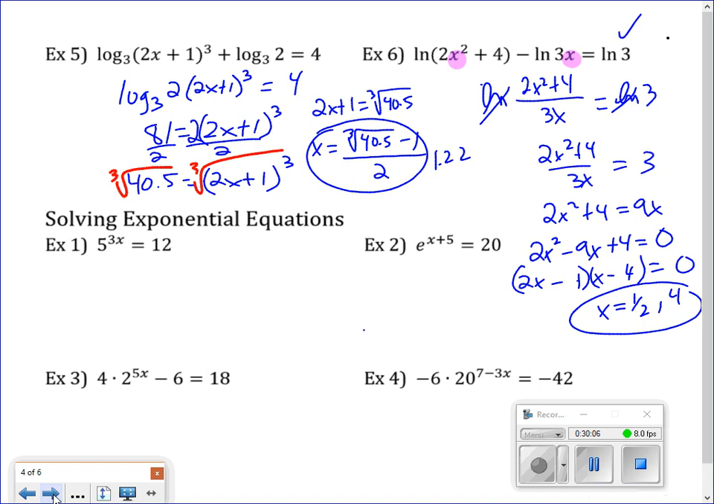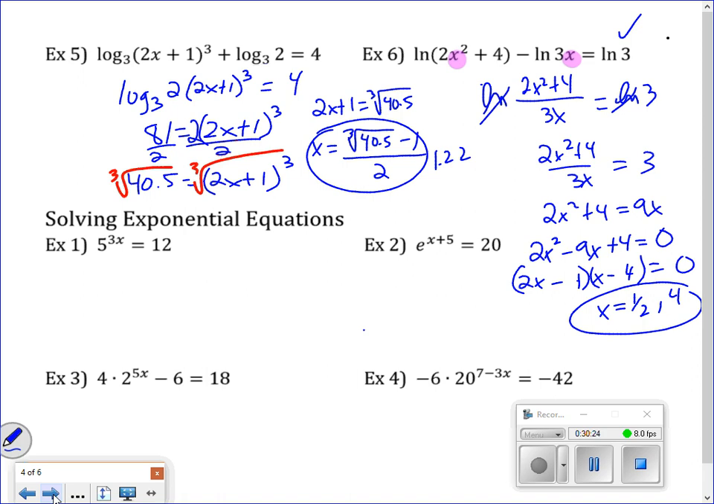So that's like example 1 here. You have 5 to the 3x equals 12, and 12 is not a power of 5, so you can't do anything with that. All right, so you have a choice. You can do it this way if you like, but you'll never see me do it this way because it irritates me, and I'll just do it the second way I show you.